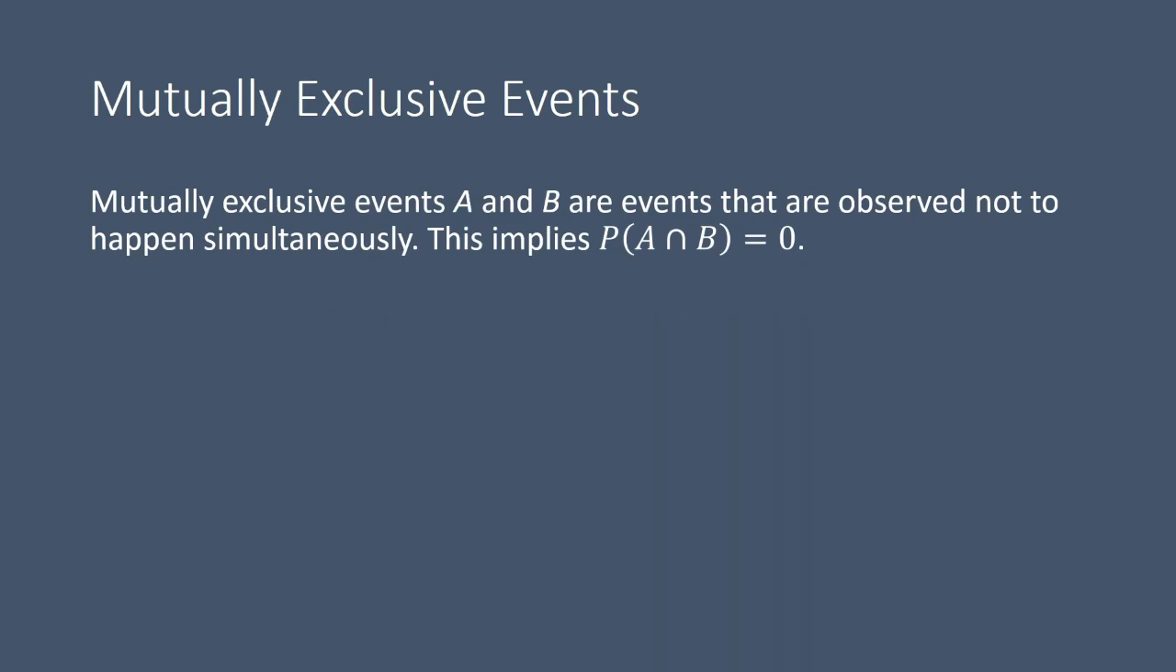Mutually exclusive events. What are mutually exclusive events? Mutually exclusive events, A and B, are events that are observed not to happen simultaneously. So it's like they do not take place at the same time. You do not observe them being together.